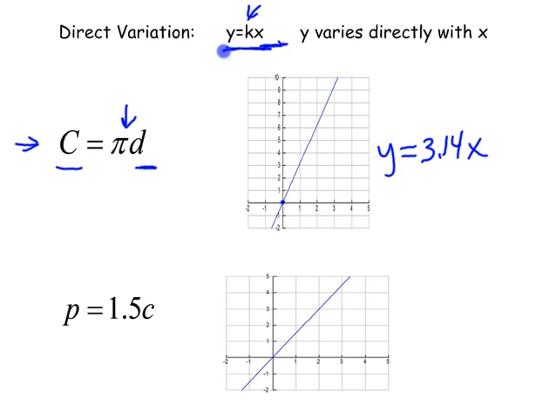Another direct variation example here is if the price of a Coke is $1.50, then the price you pay varies directly with the number of Cokes that you buy. You can see here that a Coke would be $1.50, so P equals 1.5C. Again, it goes through the origin. So if you're looking at a graph and trying to determine if it's a direct variation, you're looking for two things. Is it a straight line, and does it pass through the origin? If it does those two things, then you're looking at a graph of direct variation.